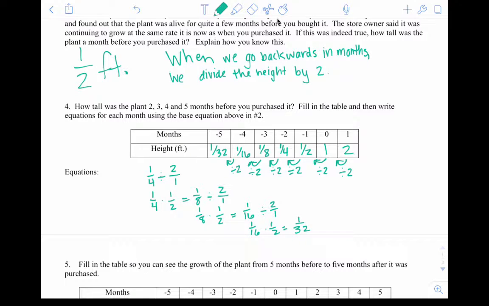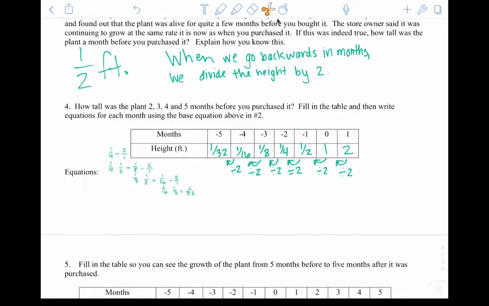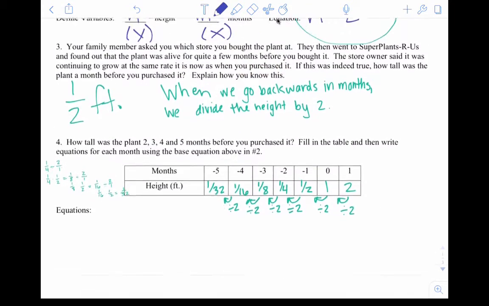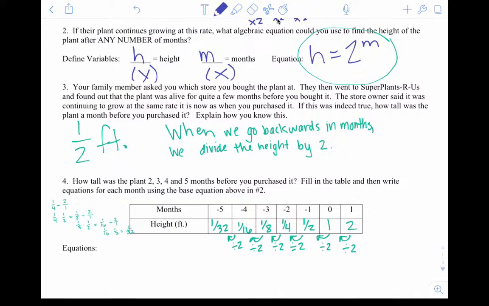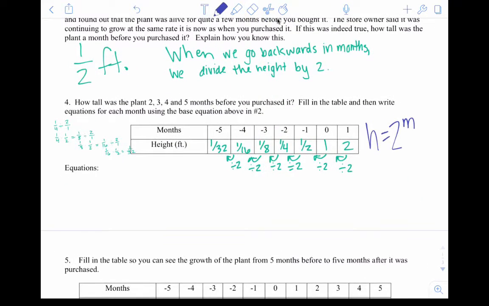So these are all the heights for the months before I bought this plant. The second part of this problem says, write equations for each month using the base equation from number 2. If we look back at number 2, our equation was h equals 2 to the m. So all we're going to do for each of these spots is substitute in the height for h and the number of months for m, and rewrite it.